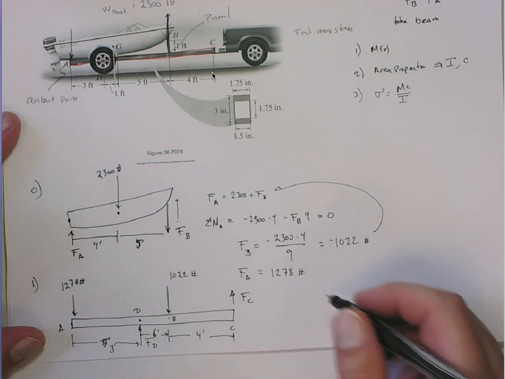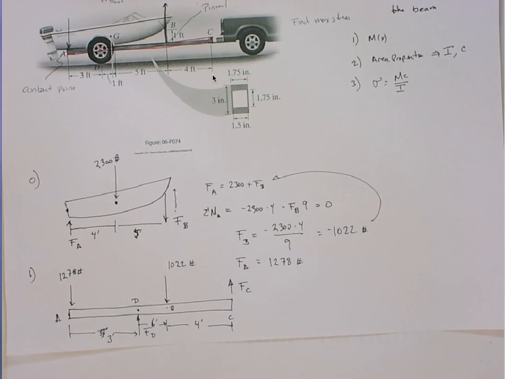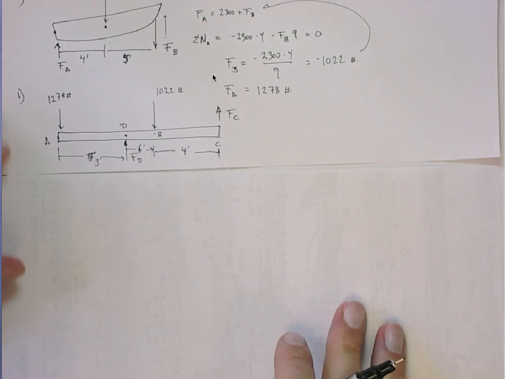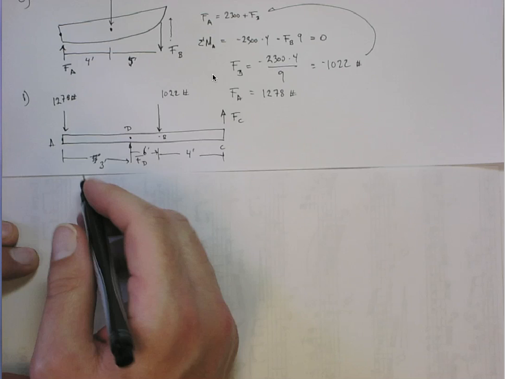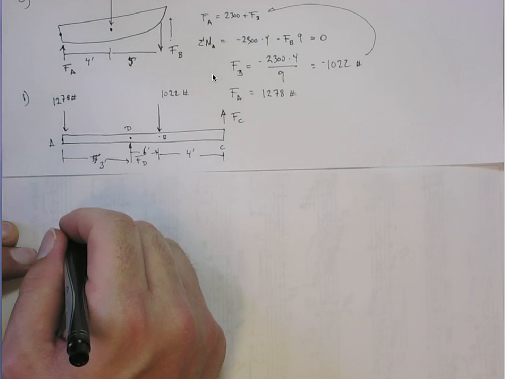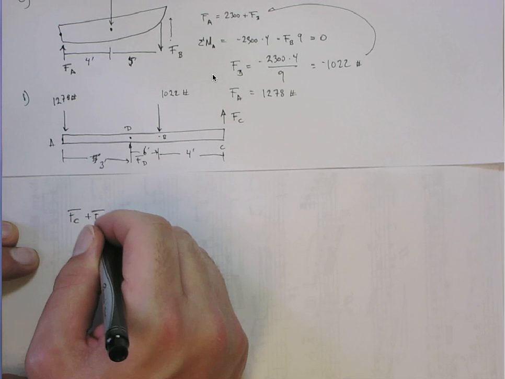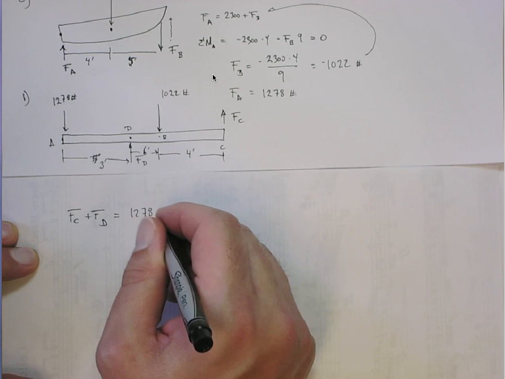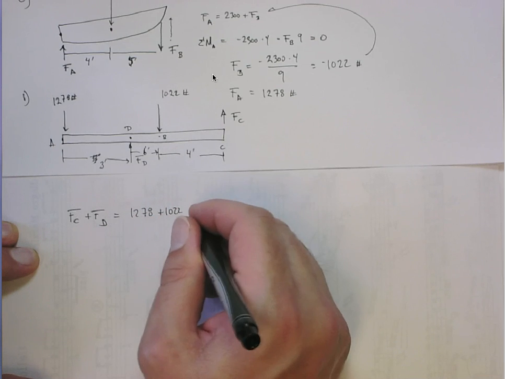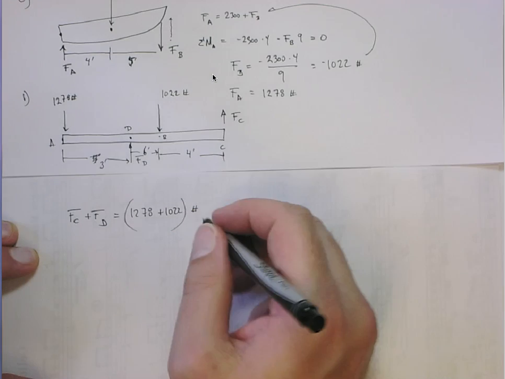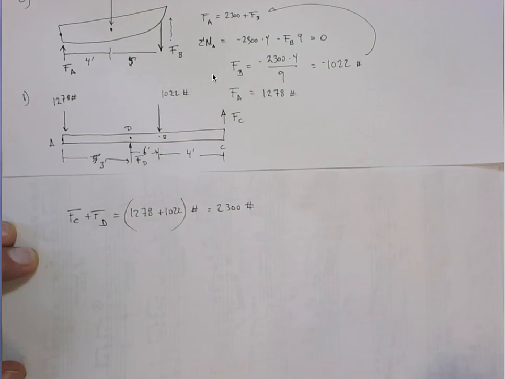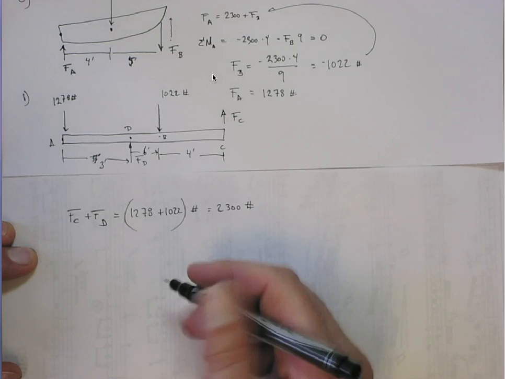So again, equilibrium. Let me get another piece of paper, I guess. Okay, so sum of forces in the y direction gives me FC plus FD has to equal the 1278 plus 1022 pounds. That's of course going to equal 2300. It's the total weight of the boat, right? They have to equal the total weight of the boat, or it better be, right? Otherwise I screwed up here.